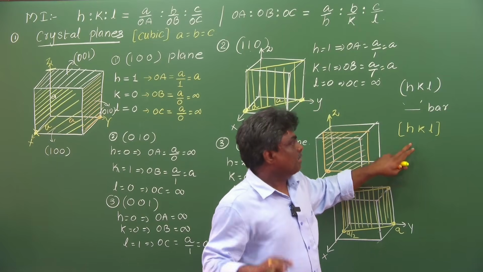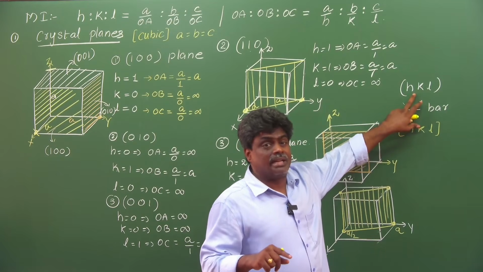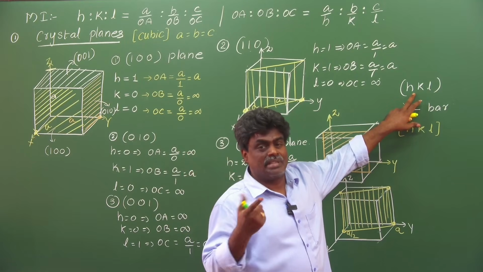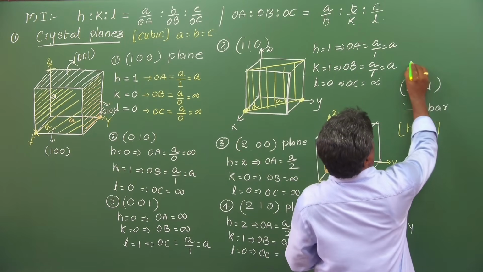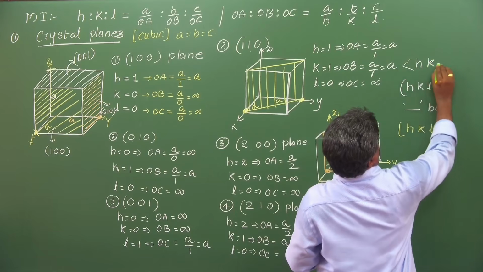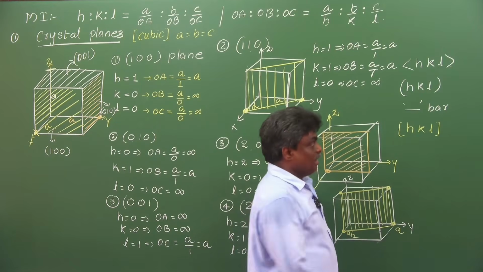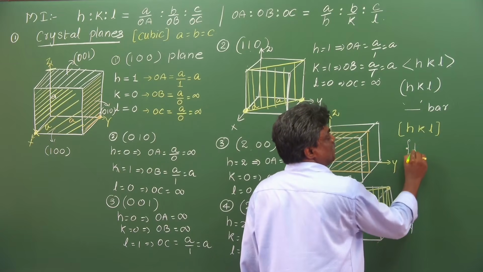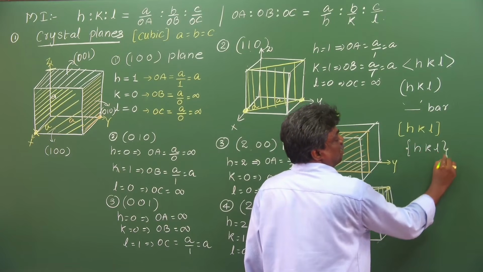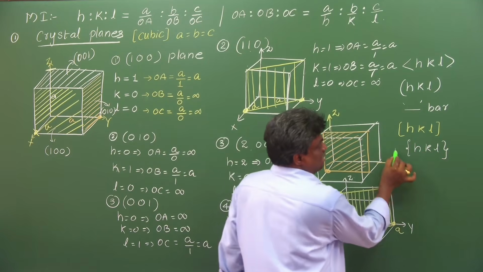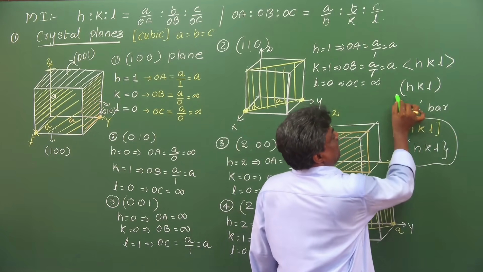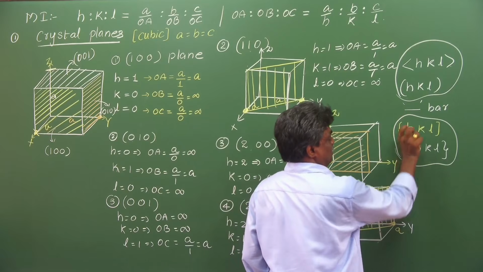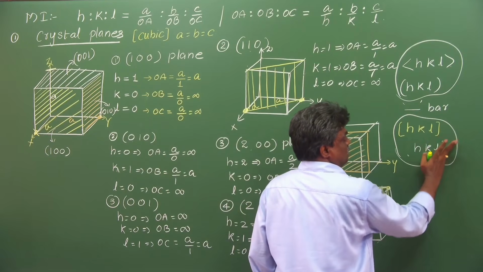Next, wait. This Miller indices contains what? A family. So that is represented by this one. Family of Miller indices is represented by {HKL}. And this also contains many planes. That's why this family is represented by {HKL} in curly brackets. So these two represent one thing and these two represent another thing. Maybe I reversed it. Exactly reversed.